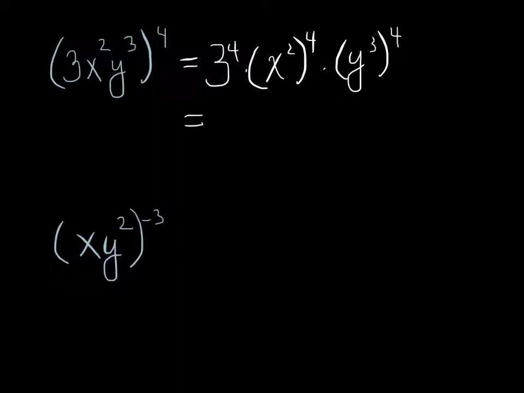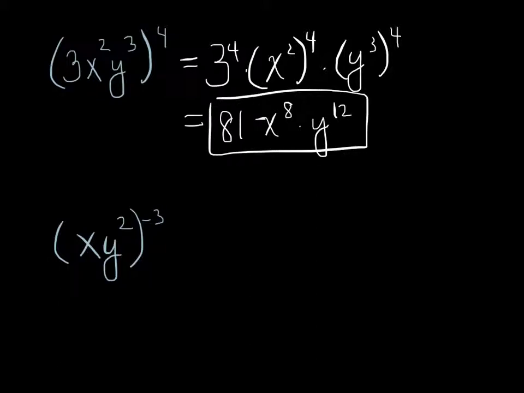And 3 to the 4th is 81. X squared to the 4th, I multiply those exponents, so it's going to be x to the 8th. And then I multiply my last 2 exponents, y to the 3rd to the 4th, and I get a y to the 12th. So it's 81 x to the 8th, y to the 12th.